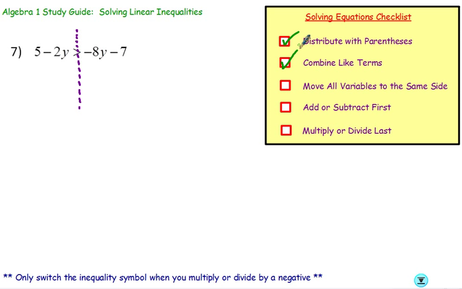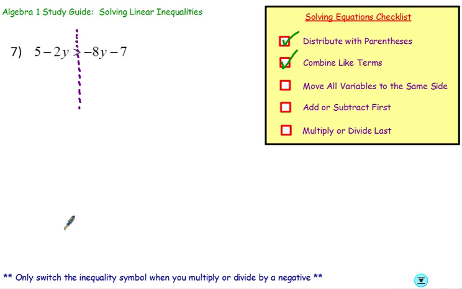I want to move all the variables to the same side. So I do see y's over here, and I see y's over here. So I know that what that means is I can move all the variables to the same side. We said earlier, it doesn't really matter whether you want to move the variables to the left side or to the right side. Doesn't make a difference. So just pick a side. I'm going to move all of them to the left.